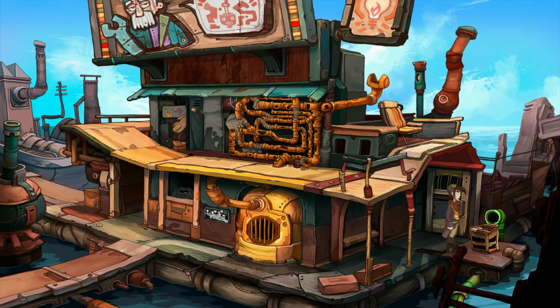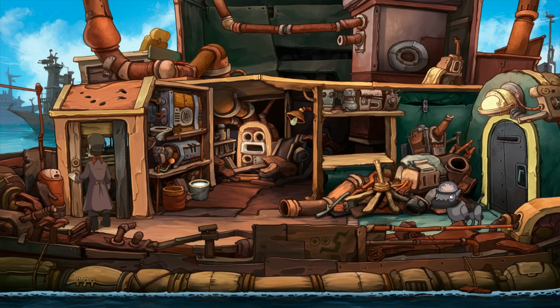According to the delivery note, the crate contains a replacement airbag for the canal gondolas. I'll show him who the superior species is around here.